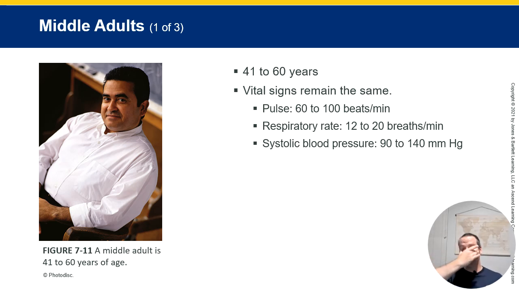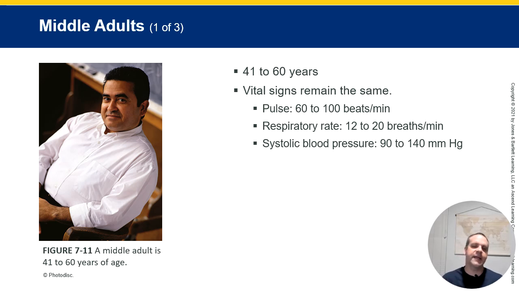Now let's go ahead and move on to middle adulthood. Okay, this is going to cover the ages of 41 to 60. Right, this is when the cumulative effects of lifestyle choices and aging really start to become more obvious. Vital signs remain the same within the adult norm: pulse 60 to 100, respiratory rate 12 to 20, systolic blood pressure a little higher, 90 to 140.